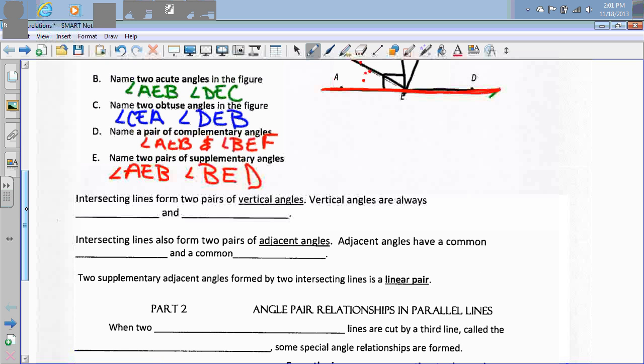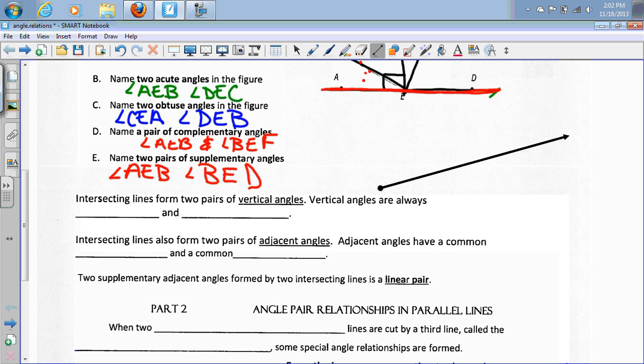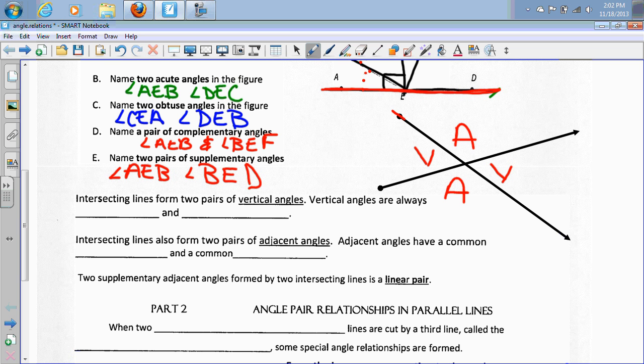Intersecting lines always form vertical angles. So if I have a line here, let's come down a line. This one's not going to be that great. It's going to be more like a ray. We're going to use those. So here are intersecting lines. They will form vertical angles. So here and here are vertical angles. Here and here, vertical angles. So this angle and this angle are vertical, and this angle and this angle are vertical.